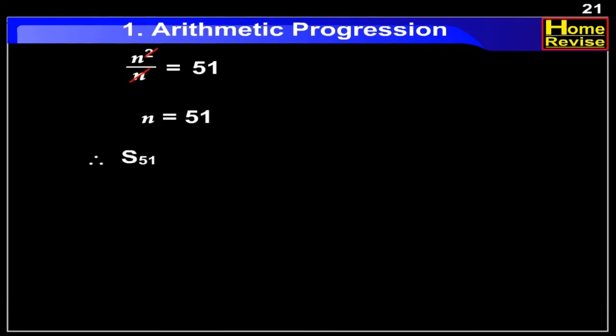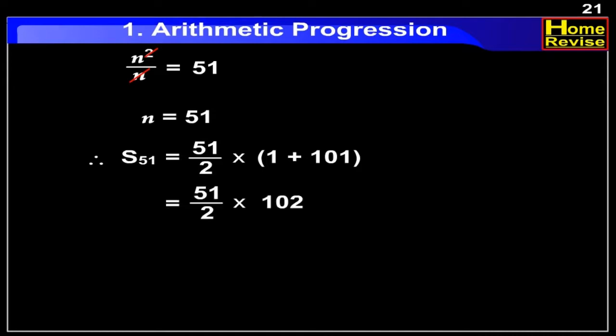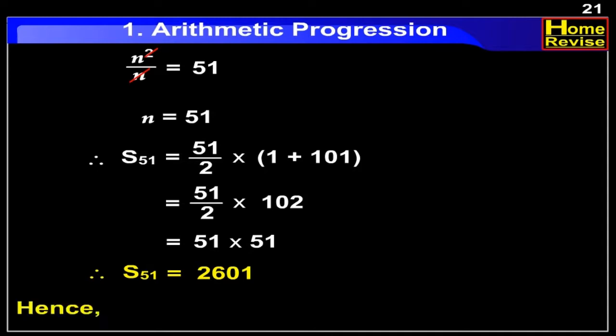Now, S51 will be equal to 51 divided by 2 into 1 plus 101, which is equal to 51 upon 2 into 102, which is further equal to 51 into 51. Therefore, S51 is equal to 2601. Hence, 1 plus 3 plus 5 and so on plus 101 is equal to 2601.